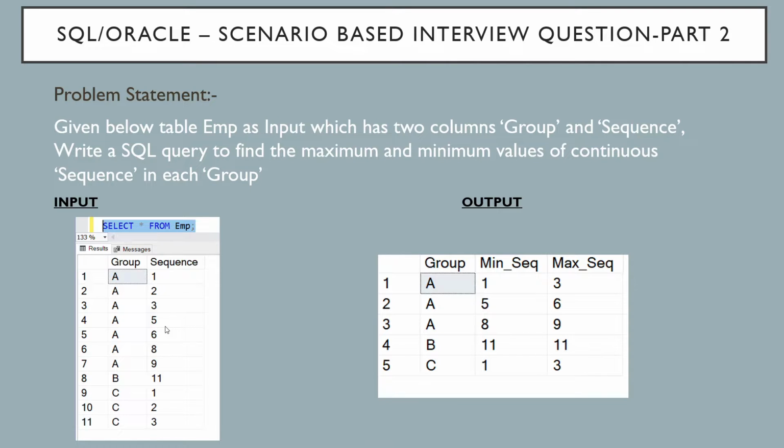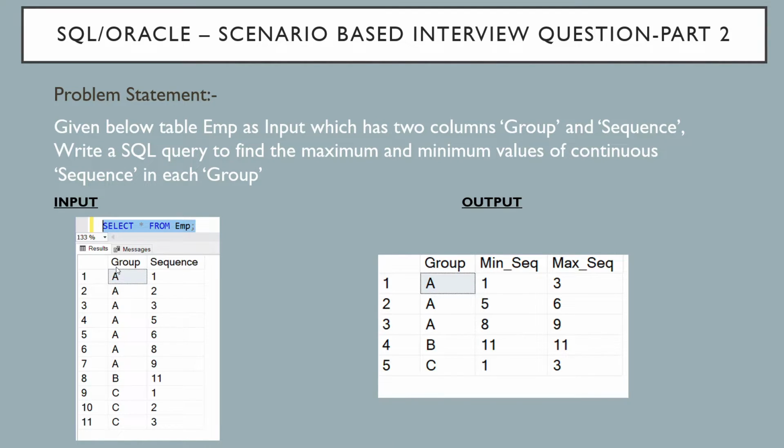In this video, I am going to discuss scenario based interview question part 2. First, the problem statement. Given below is an employee table which has two columns, group and sequence. We have to write a SQL query to find the maximum and minimum values of continuous sequence in each group. So let's see the input table.